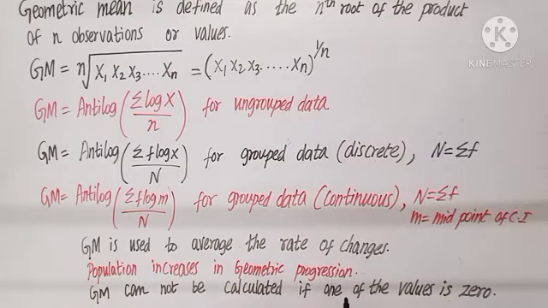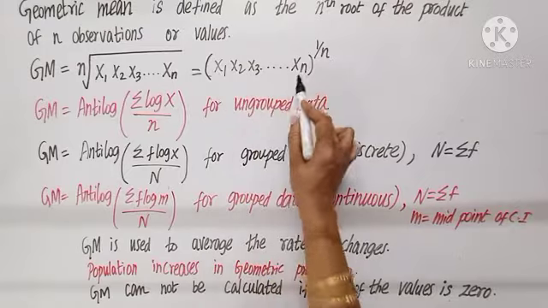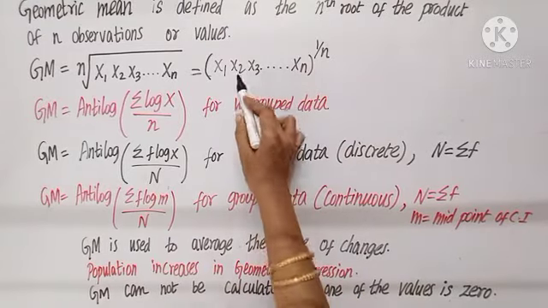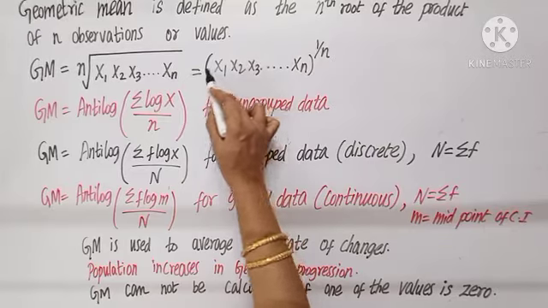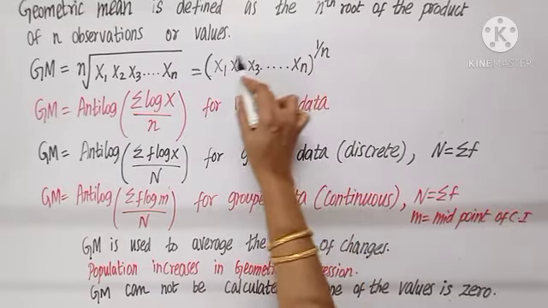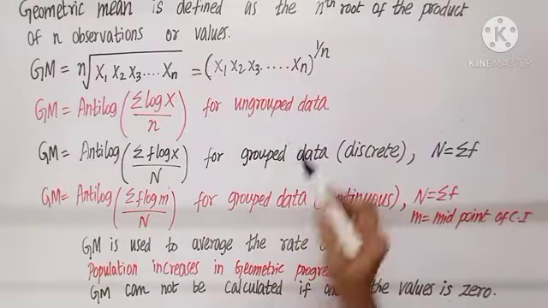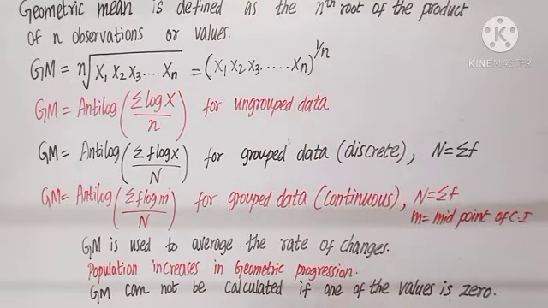Let us remember one more idea. We cannot calculate GM if any of these values is 0. Even if one of the values is 0, as I multiply, the entire product becomes 0, which will not help us in finding GM. So you cannot calculate GM if one of the values is 0. Let us proceed to the exercise problems.